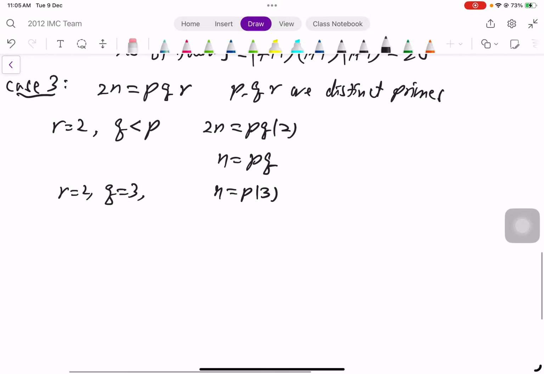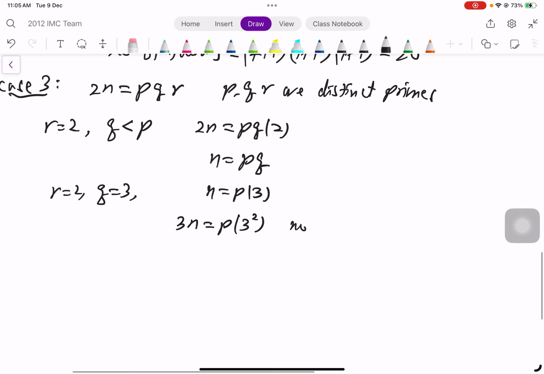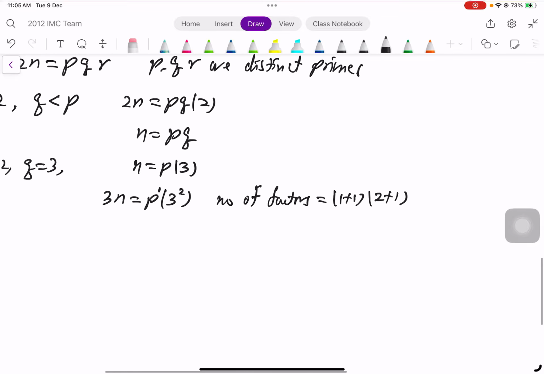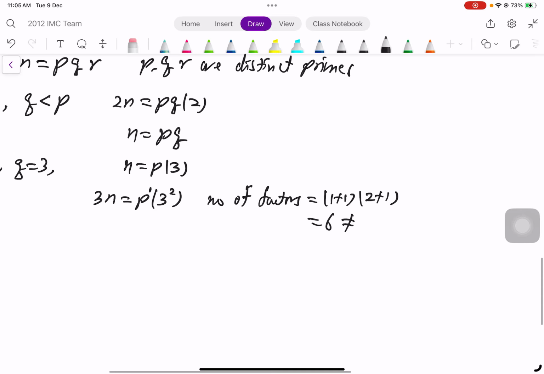And then what is your 3n now? Your 3n is P multiplied by 3 squared. Right? Then number of factors. In this case, number of factors is actually 1 plus 1 multiplied by 2 plus 1. That means P to the power 1. And the answer is just equal to 6. And this is obviously not equal to 12, therefore not possible.